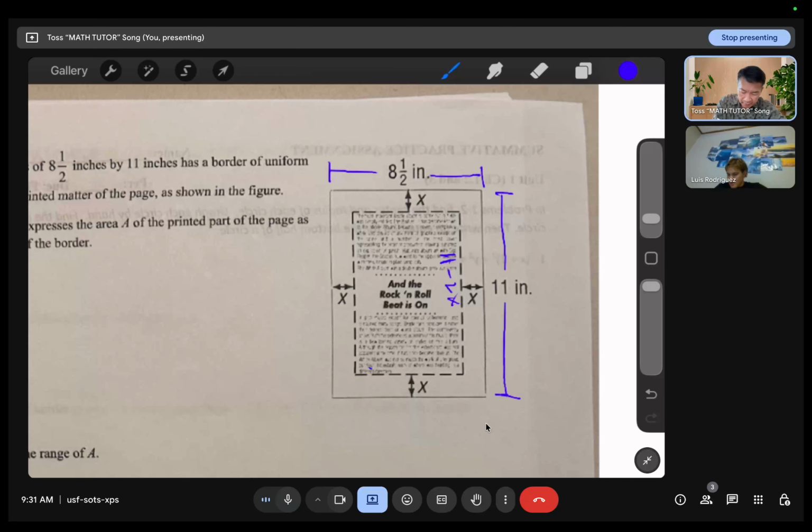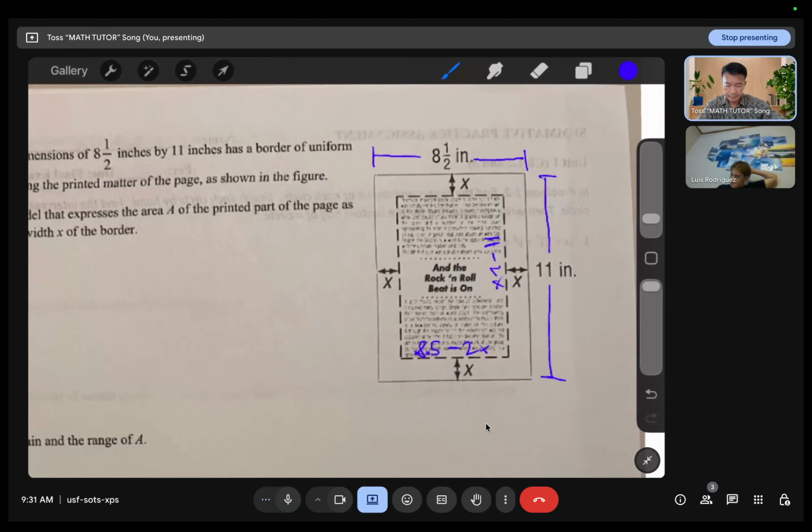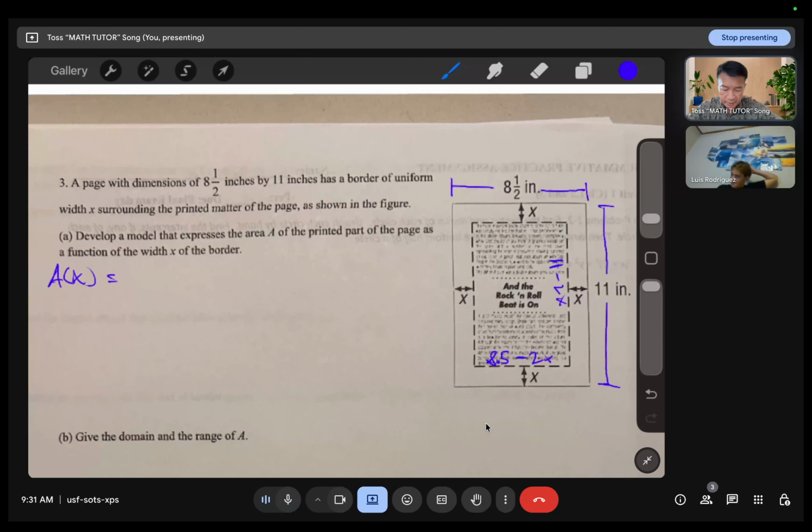And this one is 8.5. I'll do decimal, dude. 8.5 minus 2x. Is that okay? Yeah. We're going to do decimal, okay? Don't do fraction here. It's word problems, so you're free to write in decimal.